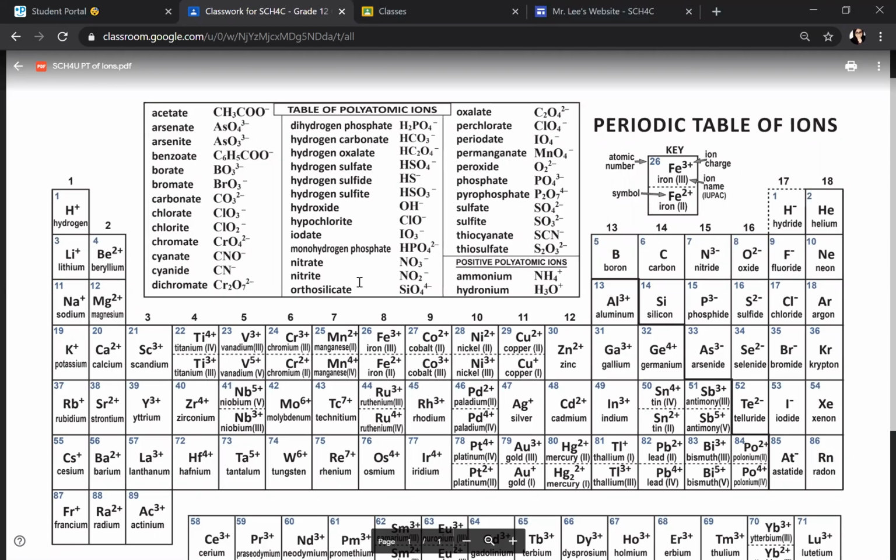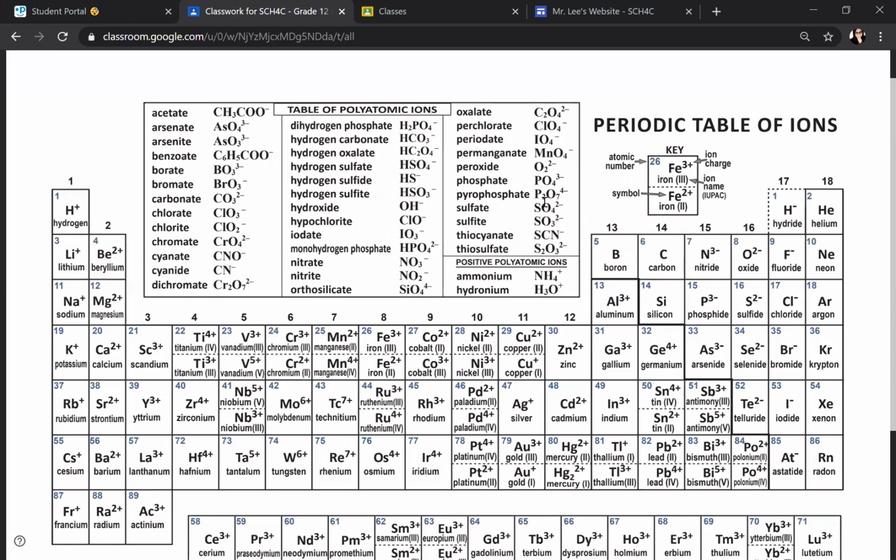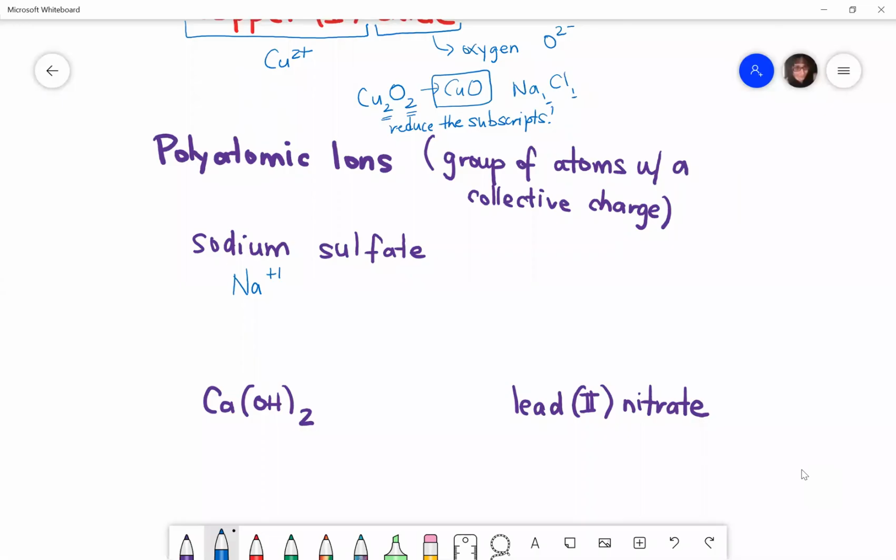So sulfate is right here, SO4 2 minus. So write that down. That means that this whole thing has a charge of 2 minus. And you're just going to cross the charges. This becomes Na2SO4, and that 2 goes in between the Na and the SO4. And there's not really a 1 out here, so you can just rewrite this as this. There you have it.